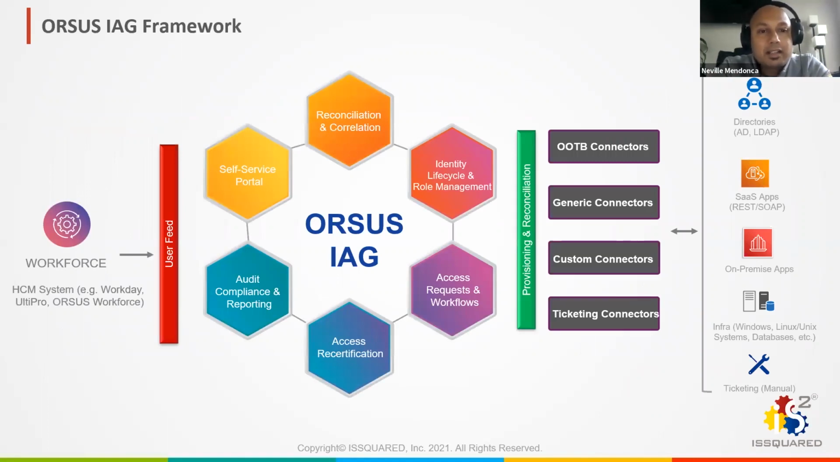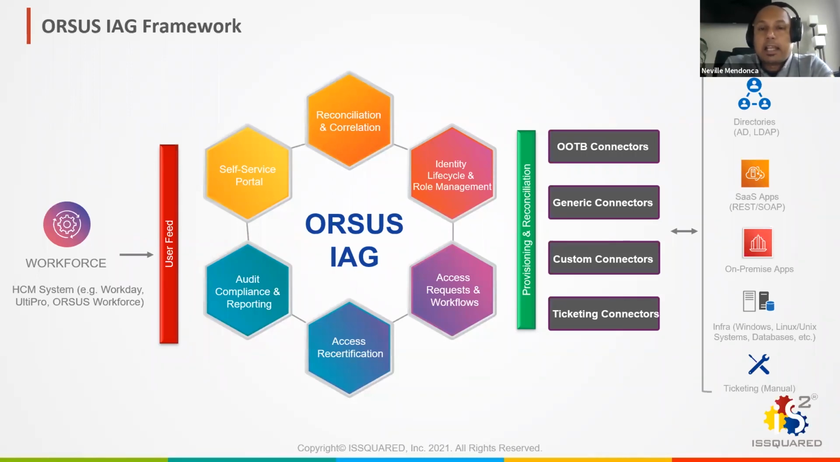So what you see over here is the landscape of ORSUS IAG. On the left-hand side, you have your workforce, your human capital management system. This is where users get onboarded by HR. This is the source of truth for identity profiles and attributes. On the rightmost side, you have your application landscape. It could be directories like Active Directory or LDAP, your databases, your applications in the cloud, your on-prem applications, or your infrastructure. This is where users get access.